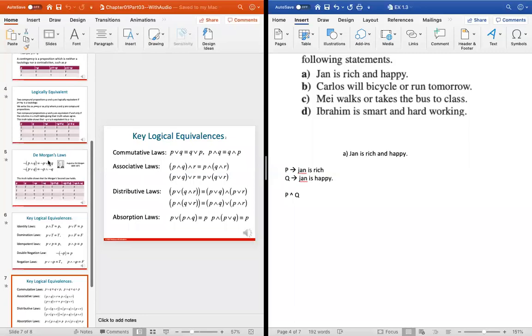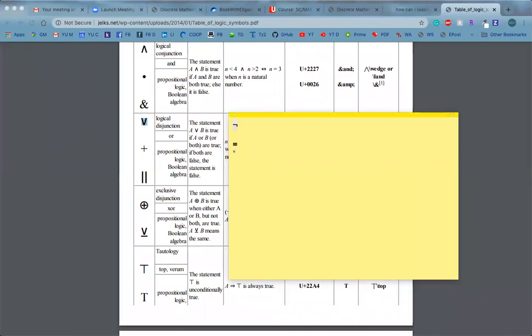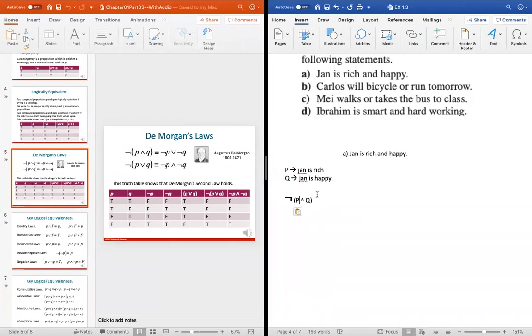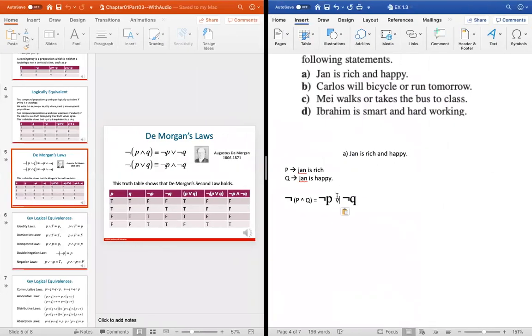Now, in order to apply De Morgan's law on the left-hand side, P and Q, we have to take the negation. So the negation of P and Q is going to be equivalent to the negation of P or the negation of Q. So we have negation of P or negation of Q, right?